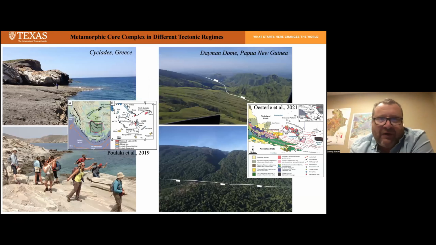Core complexes, however, come in all kinds of shapes and forms. They come in different metamorphic terrains. They come in different rocks. And so I've been quite fortunate to look at other examples around the world. Here are some of my more favorite examples in the Cyclades.